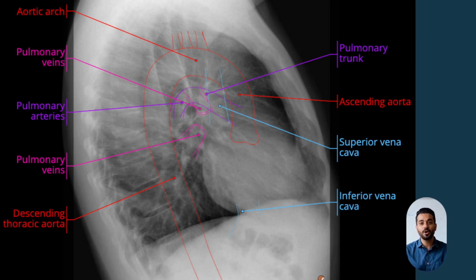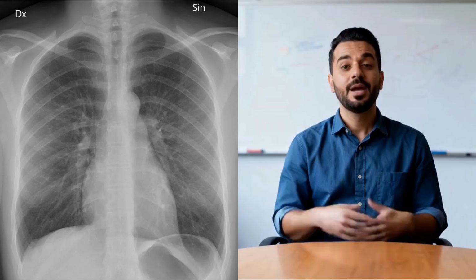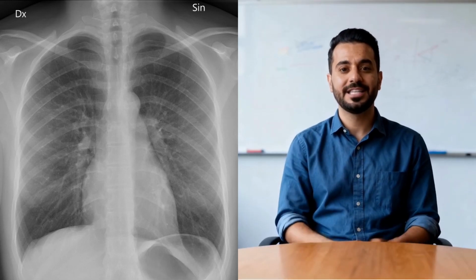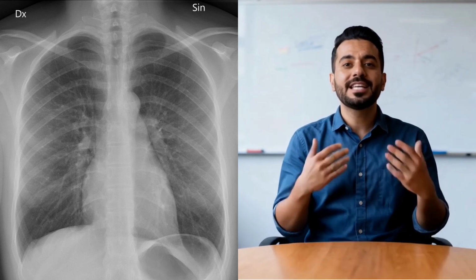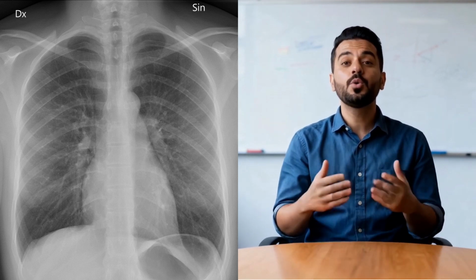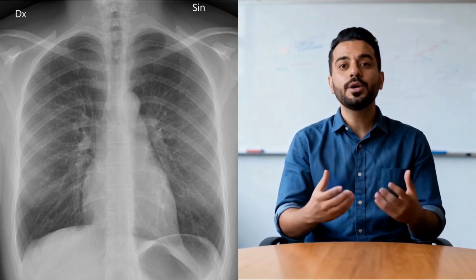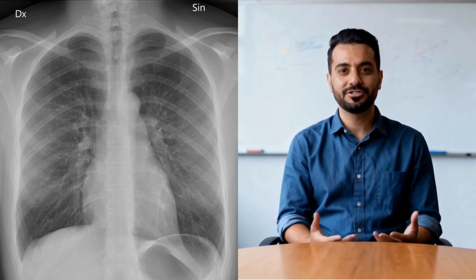Now, let us put all of this together into a system. Here is the system. It is called the outside-in approach. You start at the edges of the image and work your way to the center. Having a system makes sure you look at everything. Here is the order. Step 1, bones and soft tissues.